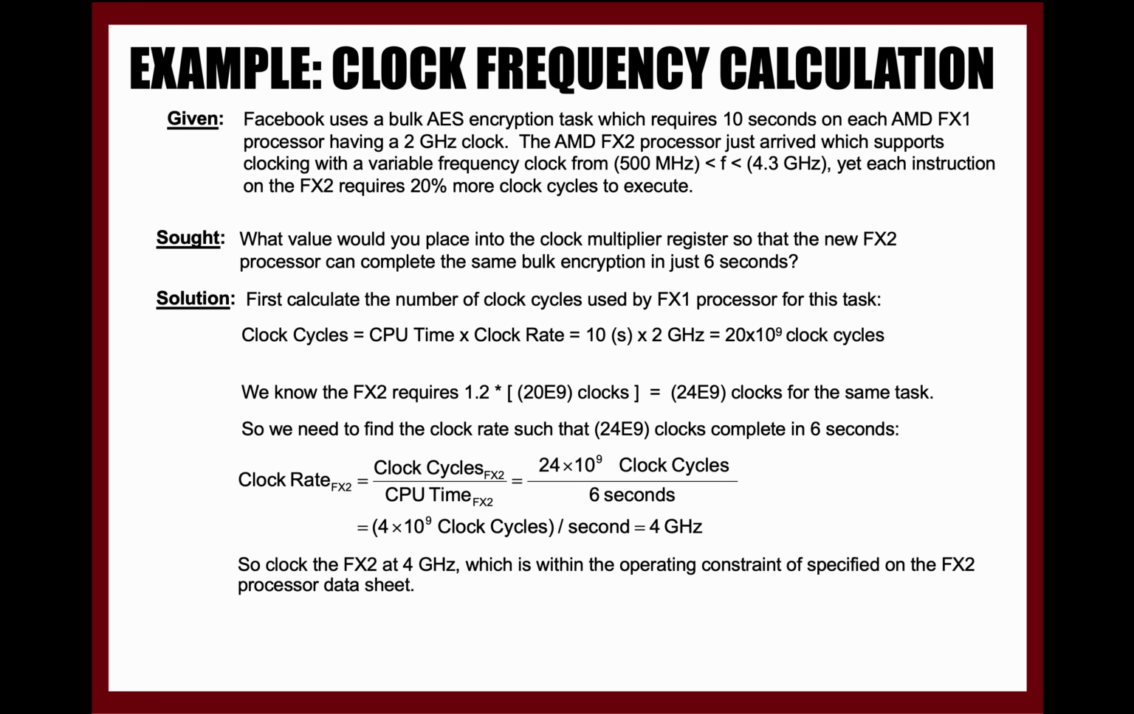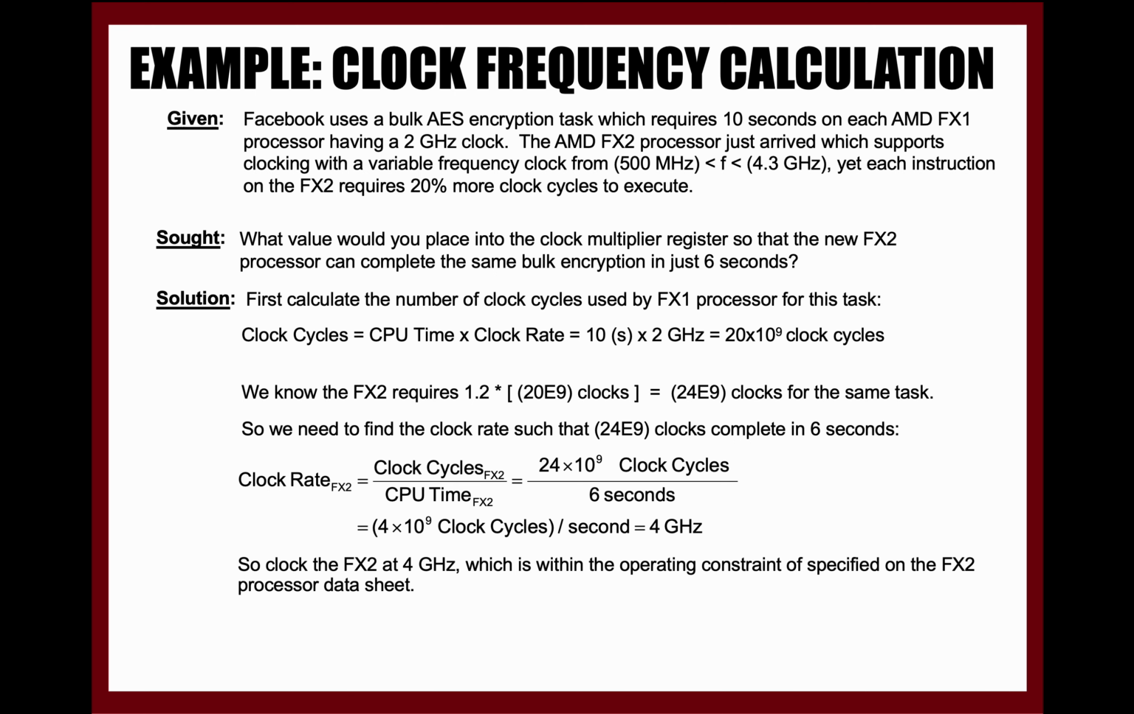Now a new AMD FX2 processor has arrived. Let's suppose clock frequencies between 500 MHz to 4.3 GHz. However, each instruction on FX2 takes 20% more clock cycles to execute than on the FX1. Objective: we want to find out the value for the clock multiplier register, ensuring that the new FX2 processor completes the same encryption task in just 6 seconds.